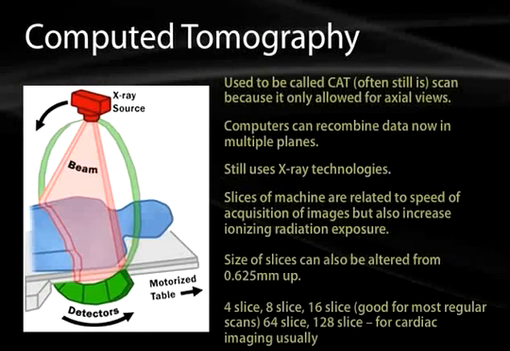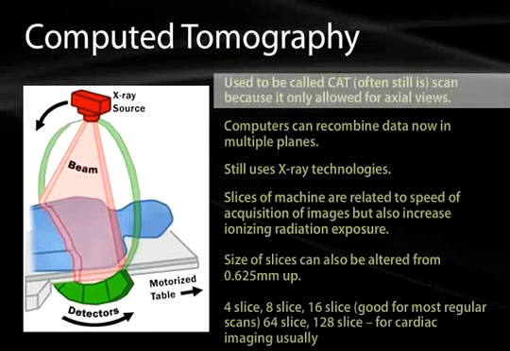Moving on to computed tomography, which used to be called CAT scans, and still often is. It used to stand for axial with the A, and since they can now manipulate that computer information in any angle, they've cut back to calling it computed tomography instead of axial.